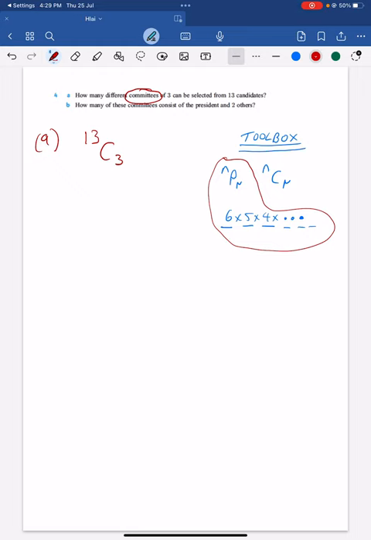If you don't have the built-in feature on your calculator, you will need to know that nCr actually has a formula. It's n factorial over (n minus r) factorial times r factorial. So for our particular example, it's 13 factorial over (13 minus 3), which is 10 factorial, and then 3 factorial.